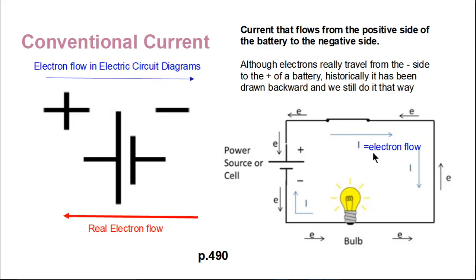And here's another example. You see this current right here represented? When I'm drawing my arrows, you're going to be drawing arrows yourself in a minute. I need to put my arrows going from the positive to the negative just because we have always done it this way, even though I know that's not how my electrons are traveling. Okay? If you have questions about this, just ask. This is on page 490.